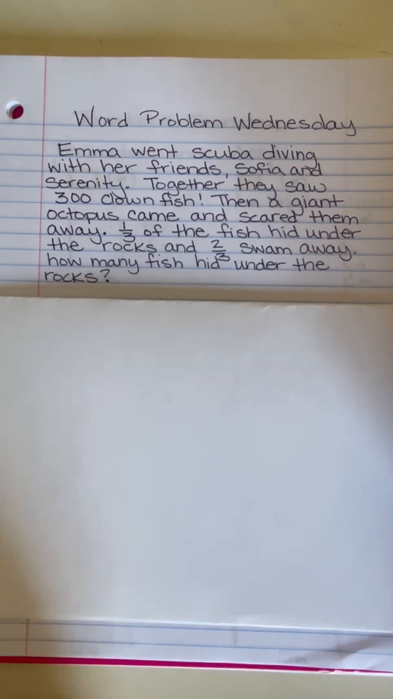So we're gonna look at our story, and it's about Emma and her friends. So Emma went scuba diving with her friends, Sophia and Serenity. Together they saw 300 clownfish. Then a giant octopus came and scared them away. 1/3 of the fish hid under the rocks, and 2/3 swam away. How many fish hid under the rocks?